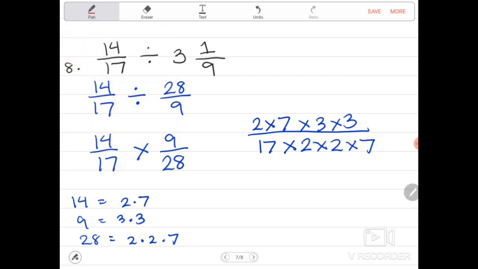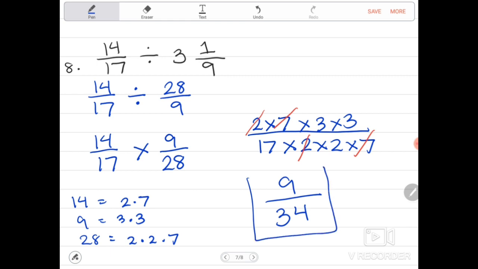So let us cancel. 7, 7, another. So we have 2, 2. So no more. For the numerator, we have 3 times 3, that is 9. All over, for the denominator, that is 17 times 2, all over 34. So our final answer will be 9 over 34.